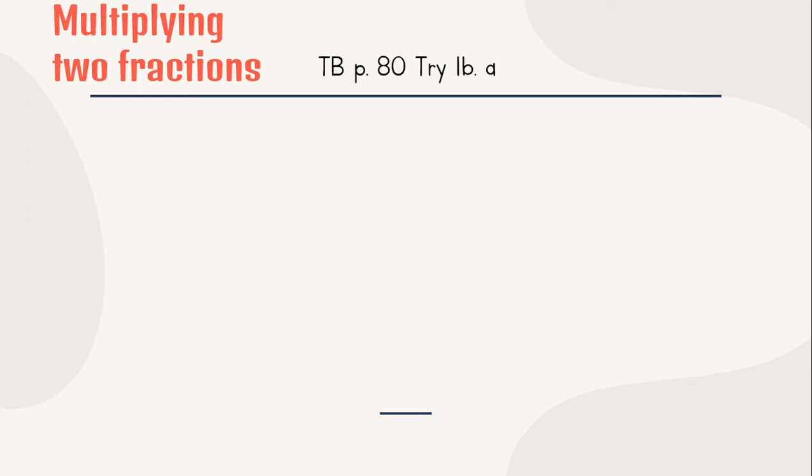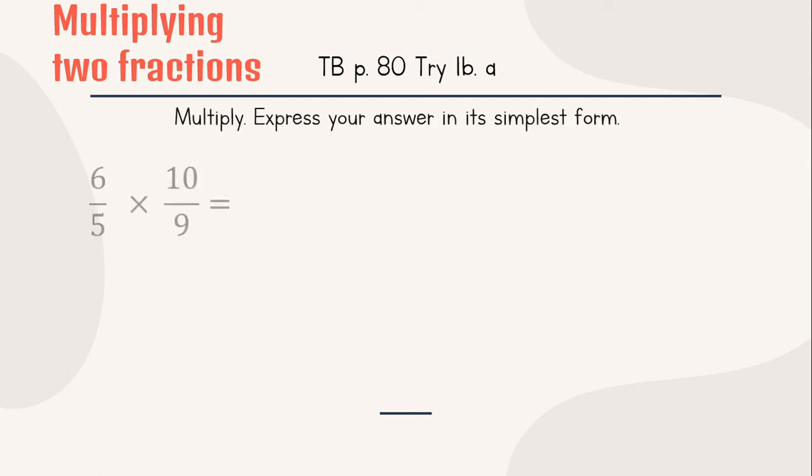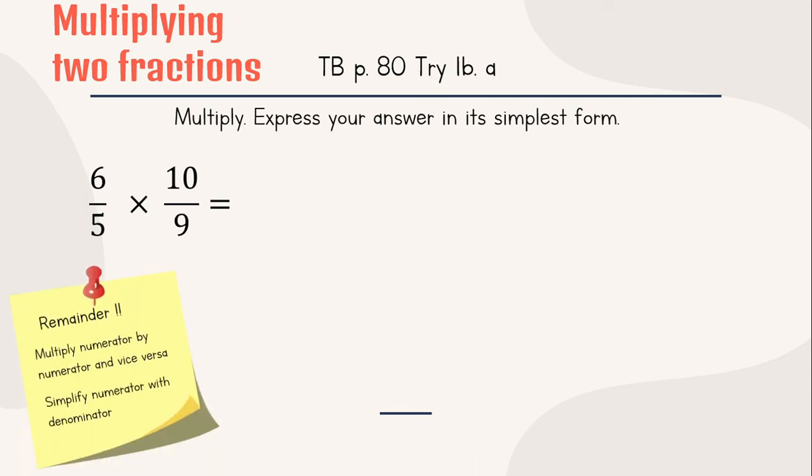That's it. Go to textbook page 80, 1b, point A. 6 per 5 times 10 per 9. Once again, is there any number that we can simplify? Yes, 5 and 10, and 6 and 9. So simplify that. 5 divided by 5, 10 divided by 5, and 6 and 9 by 3: 6 divided by 3 and 9 divided by 3. So what do we have now? 2 times 2 per 1 times 3 equals 4 per 3.